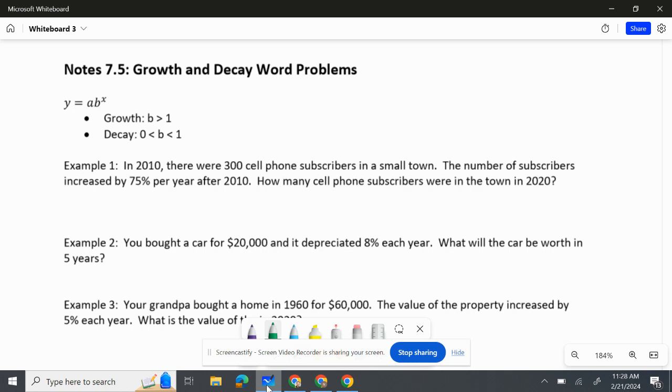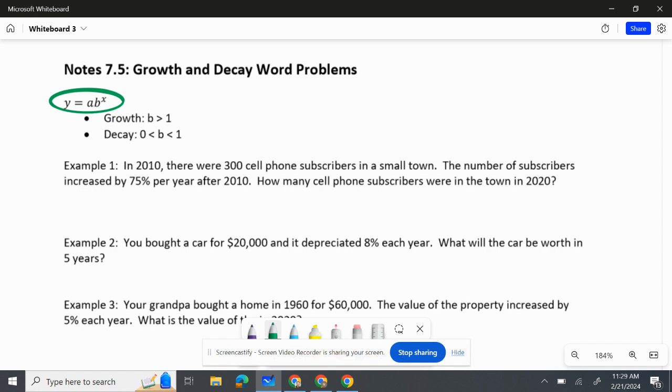Now what we're going to do is look at growth and decay word problems. We've been graphing growth and decay functions for exponentials. Now we're going to look at the word problems. We're going to be looking at our function y equals a b raised to the x. A is our initial value. That's what we're going to start with. And then b is going to be our rate.